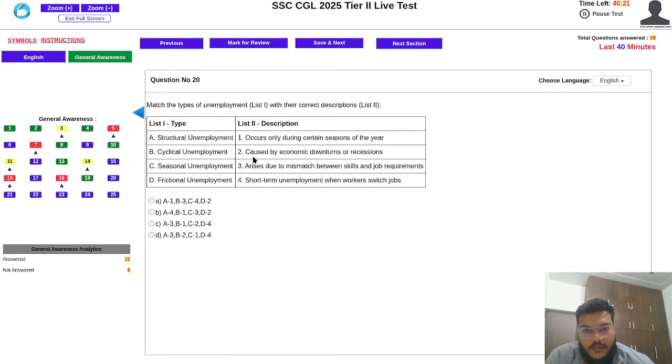स्ट्रक्चरल एका 3 cyclical corresponding certain seasons एका 1 seasonal एका 1 एका 2 डीगा.